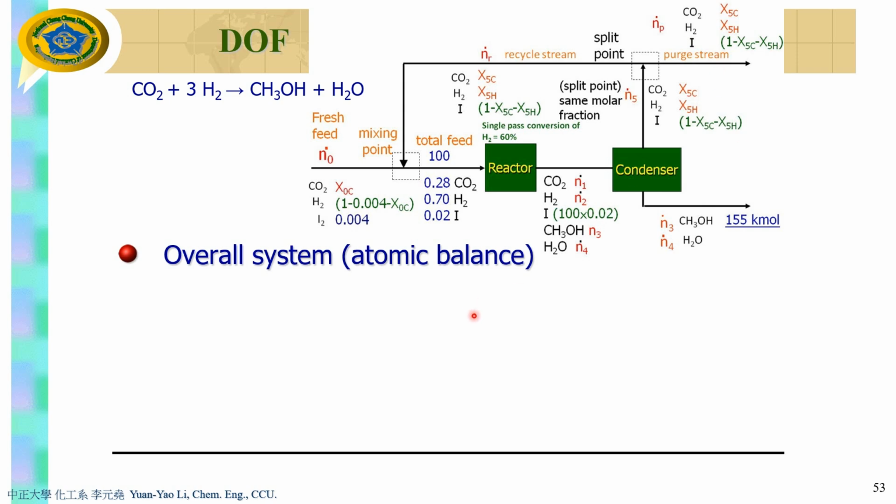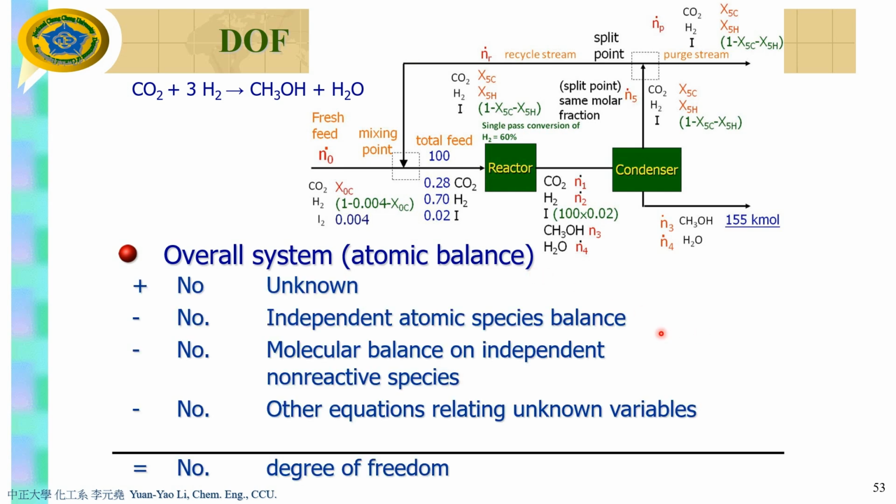Because the overall system involves chemical reaction, you want to do atomic species balance. So there are four terms for you to do DOF. The first term is unknowns. The second term is how many independent atomic species. The third one is molecular species balance. The fourth one is specification. So let's write down how many unknowns in this overall system. How many?